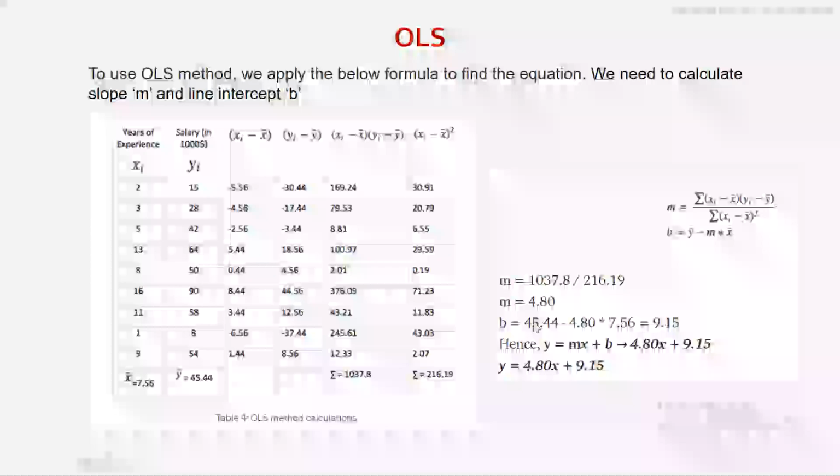Okay, so b equal to y bar, which is 45.44, minus m multiplied by x bar, which is 7.5. So hence you will get y equal to 4.80x plus 9.15. This is your equation finally. If someone has, let's say, 7 years of experience, x is 7, just multiply by 7 and you will get the predicted salary y. Okay, this is how your regression works.